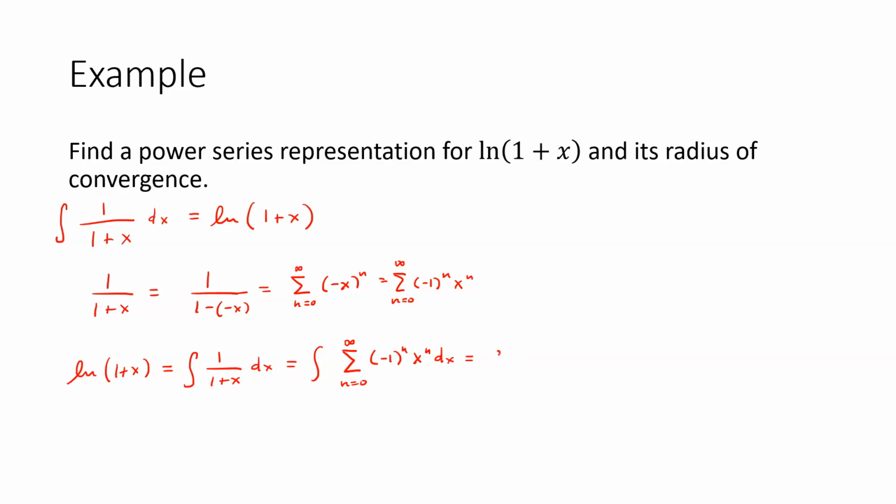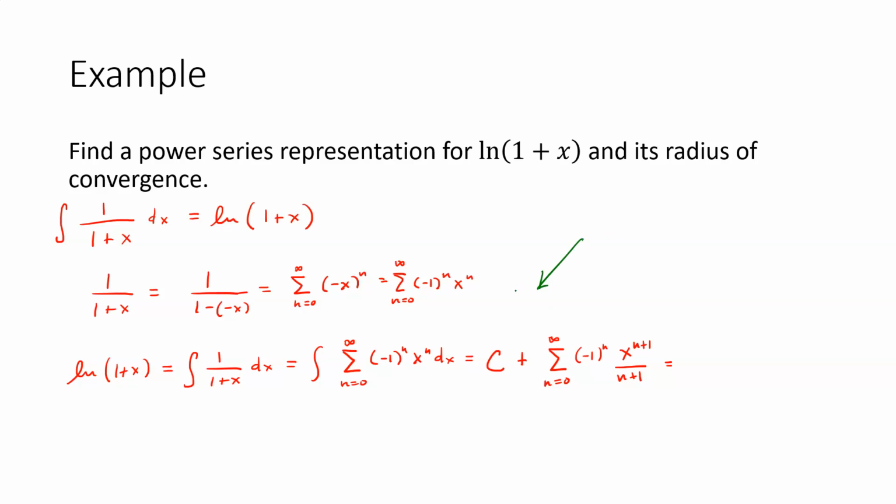Now I'll put a c in front because that's our constant of integration here. And then we'll just apply the antiderivative power rule to x to the n. So negative 1 to the n doesn't change, and then we get x to the n plus 1 over n plus 1. So here we have the power series of ln of 1 plus x, but now we can also try and think about what this value of c would be. So let's just pull this aside over here for a moment.